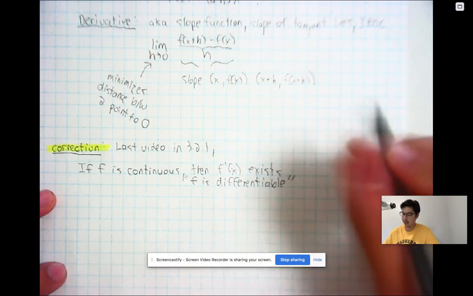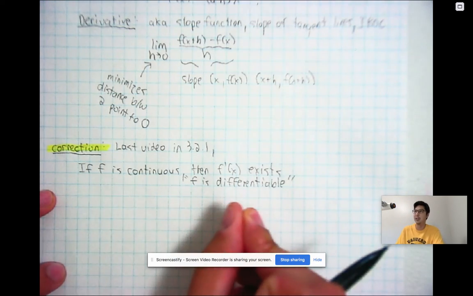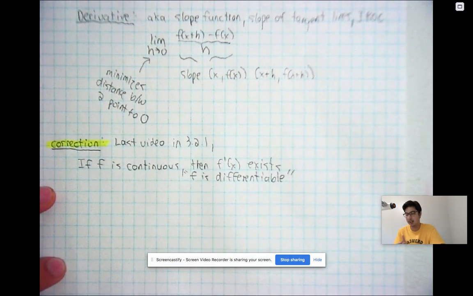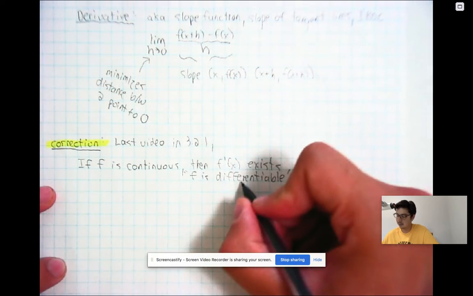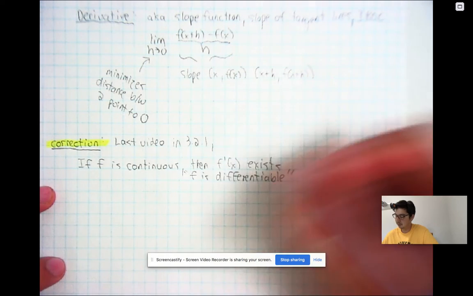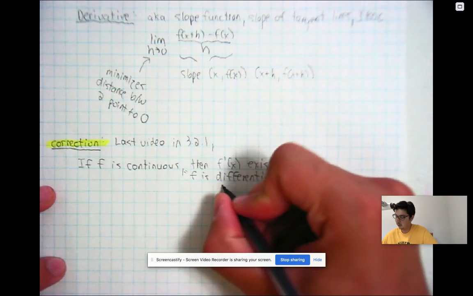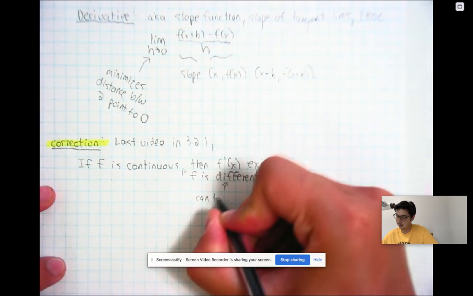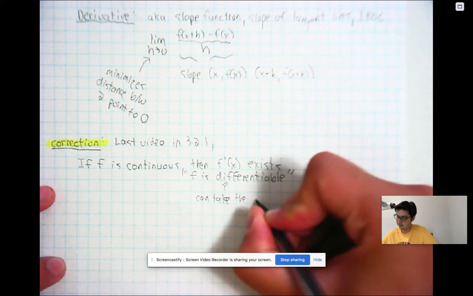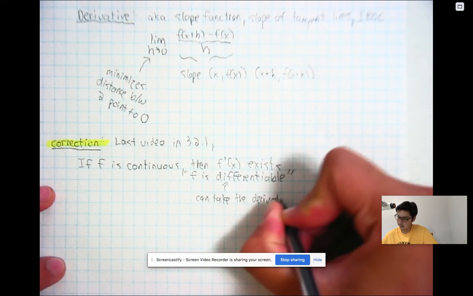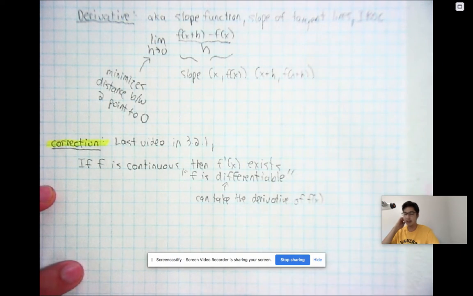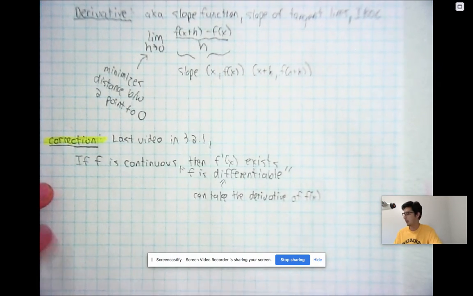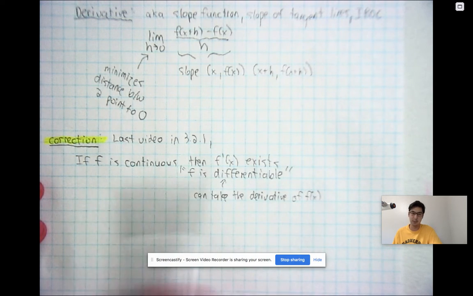And that word differentiable comes from how we can look at its change in differences. That's why we talk about the finite differences, like the slope. So f is differentiable is just another way of saying f prime of x exists. The slope function exists, or think about it as we can take the derivative of f of x. So IROC exists, all of that stuff exists. Now my mistake here is that that's not a true statement.